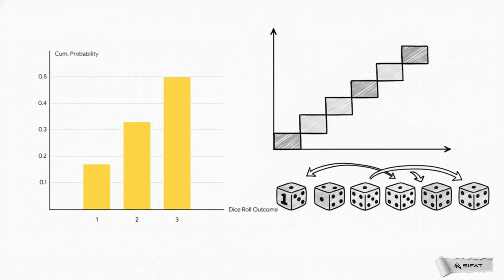And here's what that looks like when you graph it. You see that classic staircase shape? The probability jumps up at each number, then stays flat until the next one. By the time we hit the number 6, the cumulative probability reaches 1, because you're 100% guaranteed to roll a 6 or something less than that.